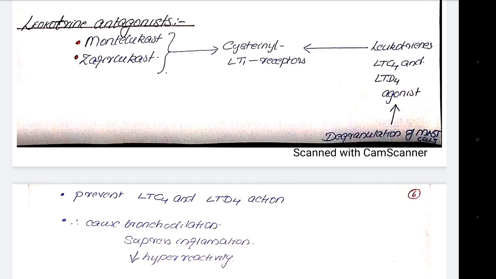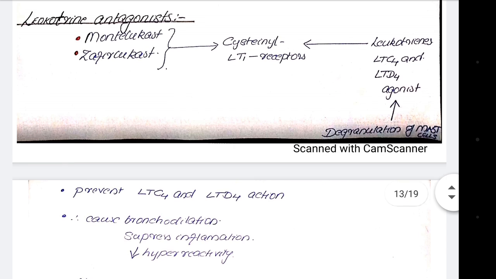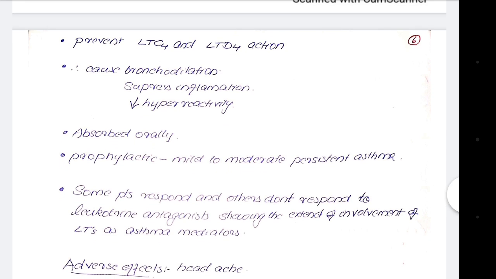So what is happening here? What are leukotriene antagonists? Leukotriene antagonists prevent the action of these leukotrienes, which are released from the mast cells. They include montelukast and zafirlukast. They bind to the cysteinyl LT1 receptors, which leads to bronchodilation, suppression of inflammation, and decreased hyperactivity. It is absorbed orally and is given as a prophylactic in mild to moderate persistent asthma.